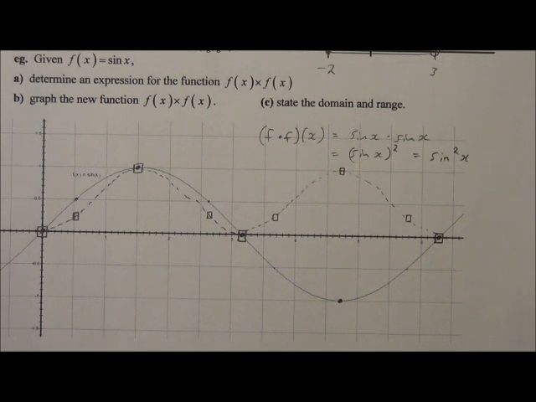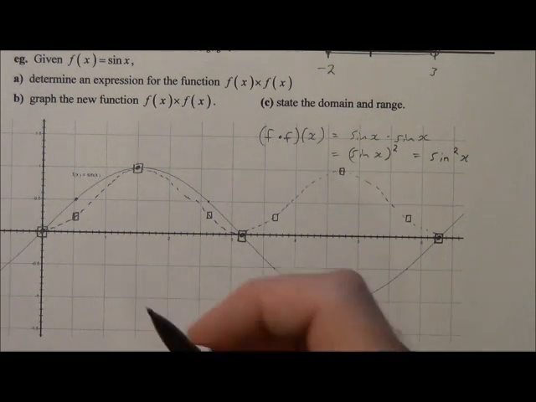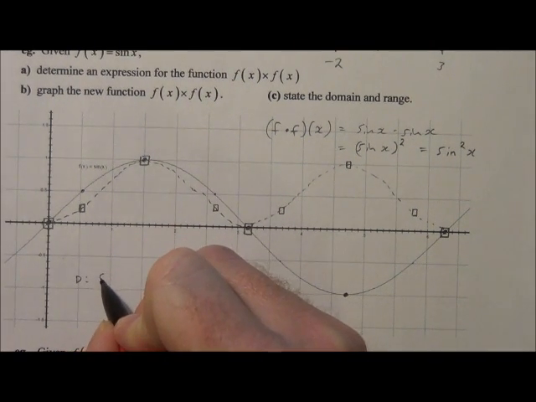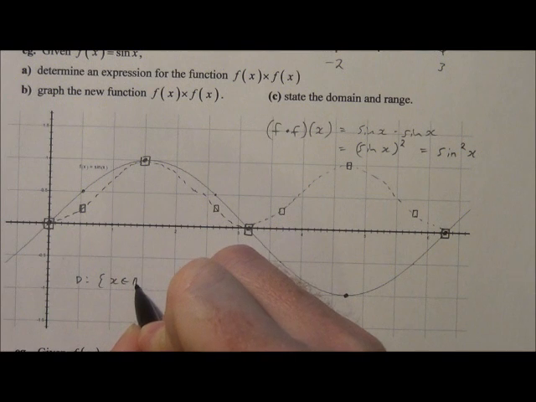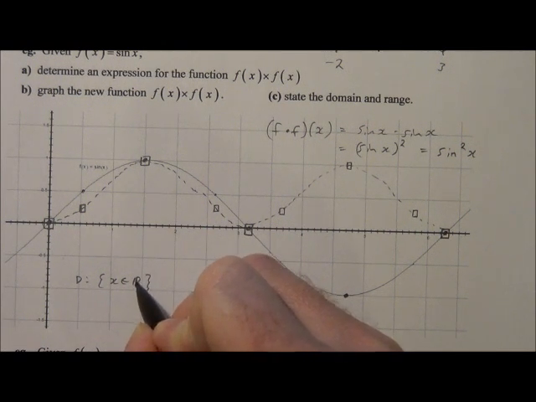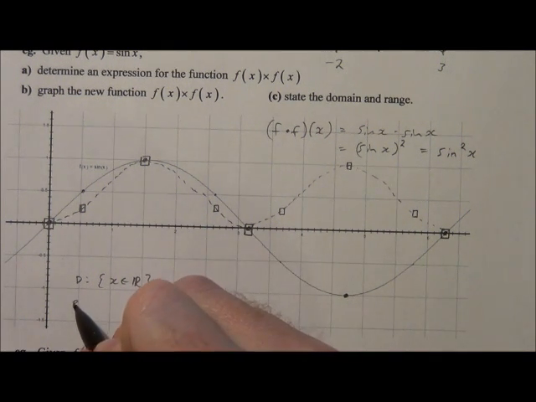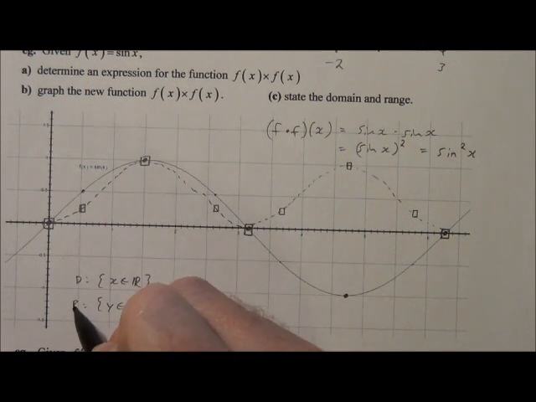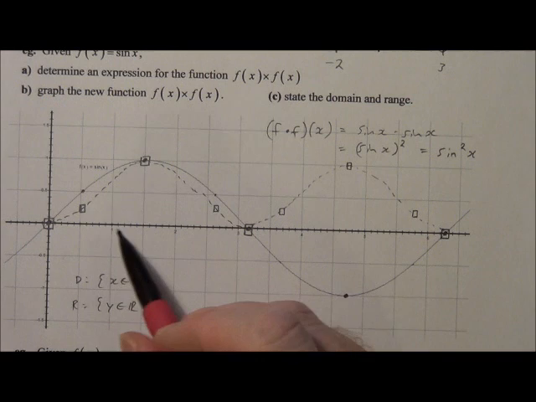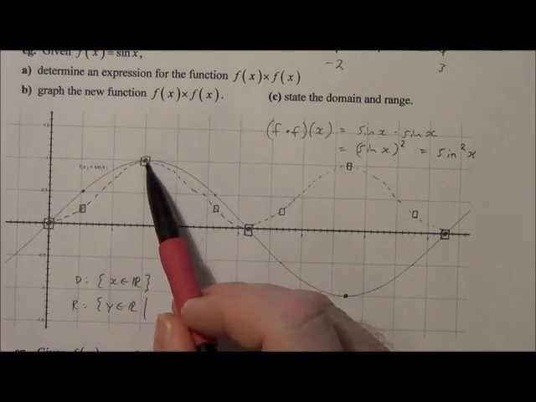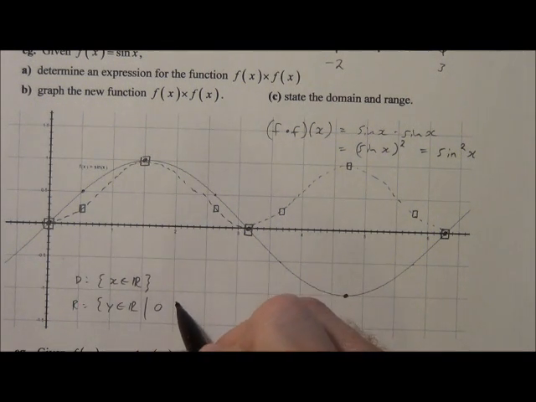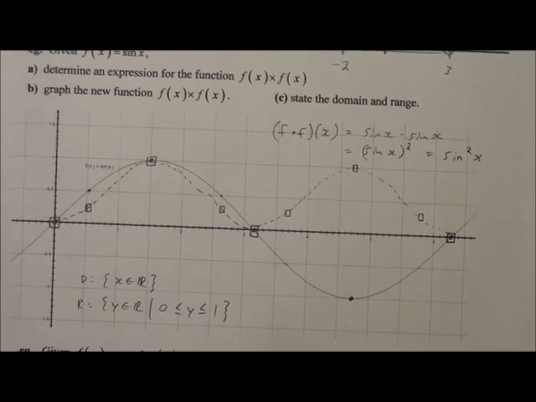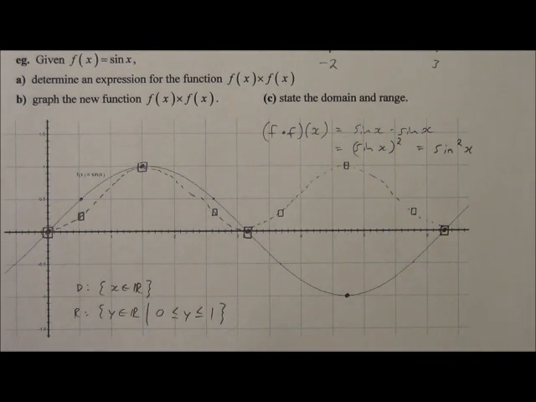And the domain and range again, this is for part C. The domain: x is an element of all real numbers because it just goes on forever and ever. And the range: y is an element of all real numbers such that, well, it only goes between 0 and 1, so it's going to be 0 less than or equal to y less than or equal to 1. Okay, so that would be the domain and range for that.